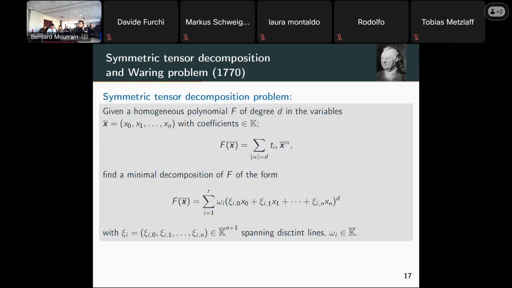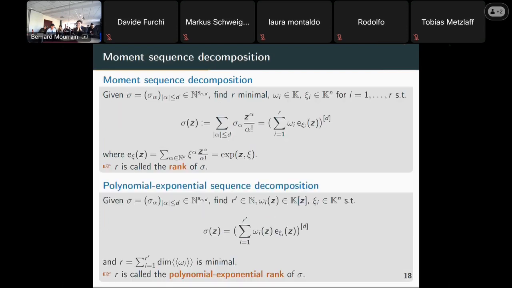For instance, if the first entry is not 0, we can scale so that it is 1, and have a representation where the points have 1 as first coordinate. So the rank here will be the minimal R so that we find this weighted sum of powers.